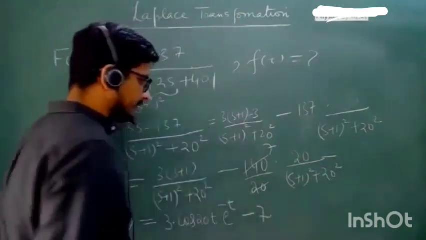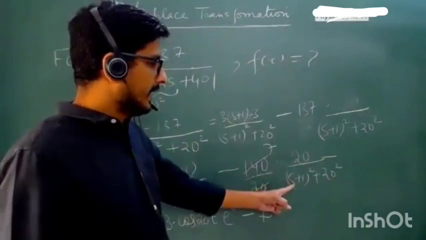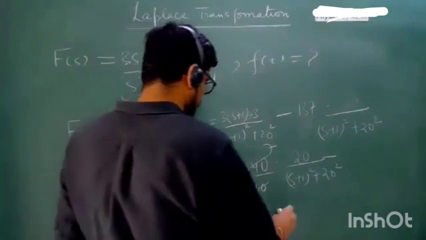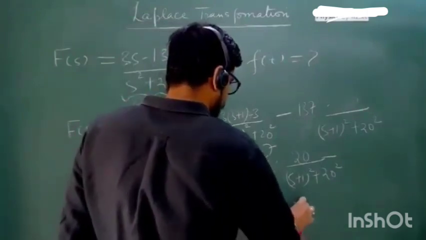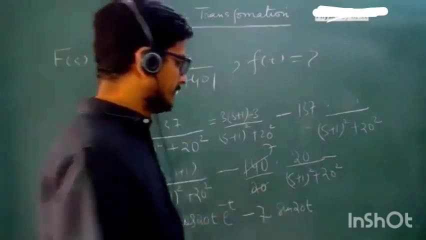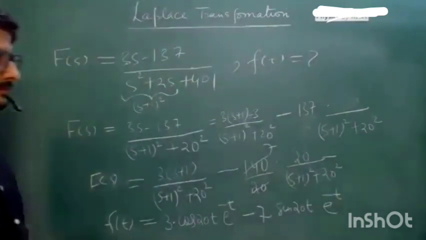Minus 7, this time also see, a upon s square plus a square. So that is sine of 20t. But again there is a shifting, so it will be e to the power minus t. So this is the answer.